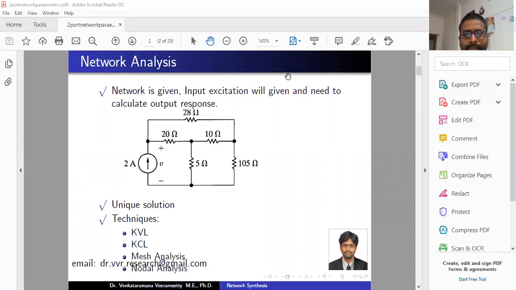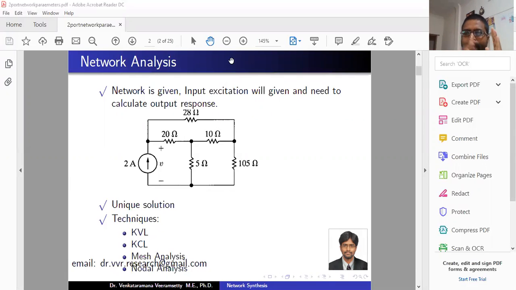So I want to repeat once again. In network analysis, we have a circuit containing different passive elements. For that circuit, we are giving some input excitation, which may be a voltage or a current. Later, we are going to calculate the response, which may be a voltage response or a current response across some element within that circuit. That is called network analysis. We are analyzing the network by calculating the response for a given input excitation for a given combination of passive elements.